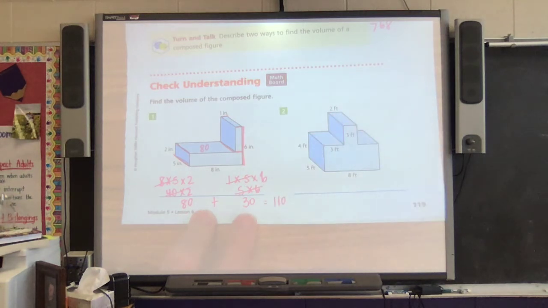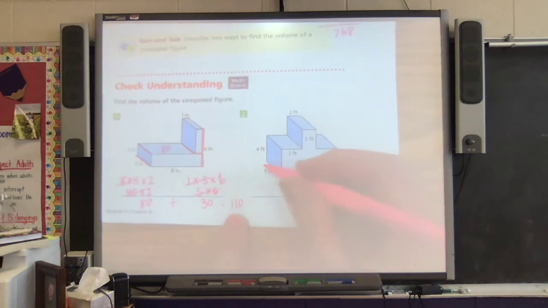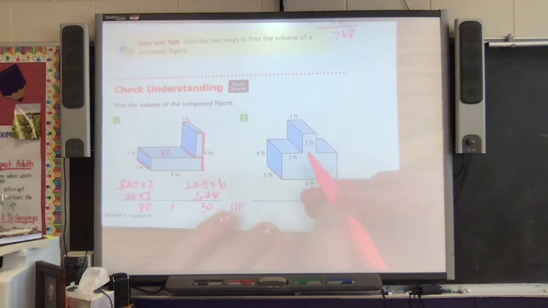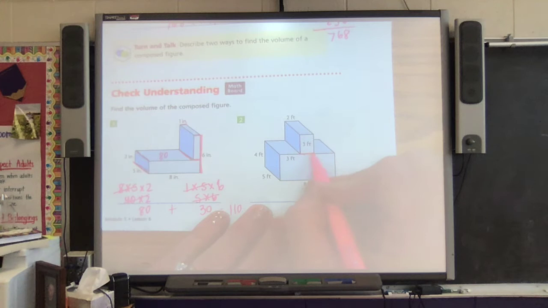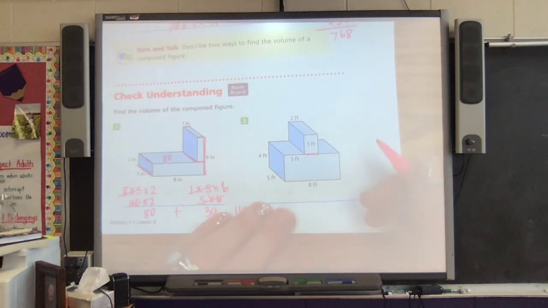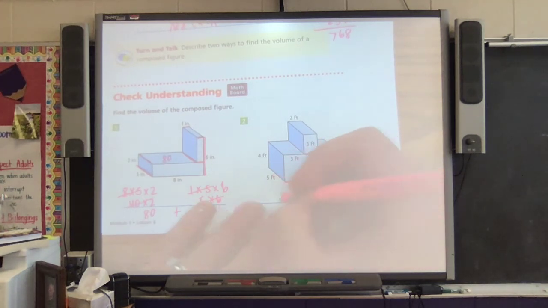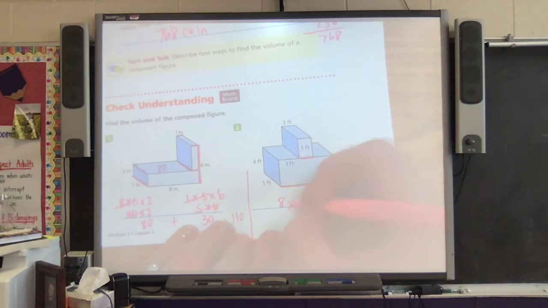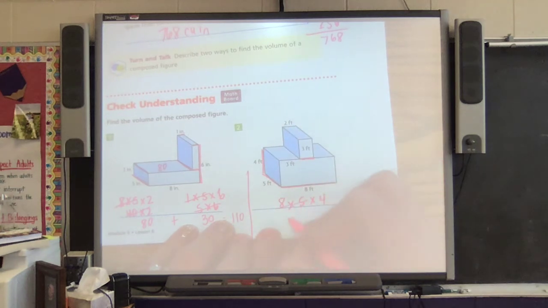Okay. Next, we have this figure, and I think I'm going to just remove this top one right here. So let's find the volume of this bottom figure. So length, how long is it? 8 feet, 5 feet wide, and 4 feet tall. 8 times 5 is 40. 40 times 4 is 160.